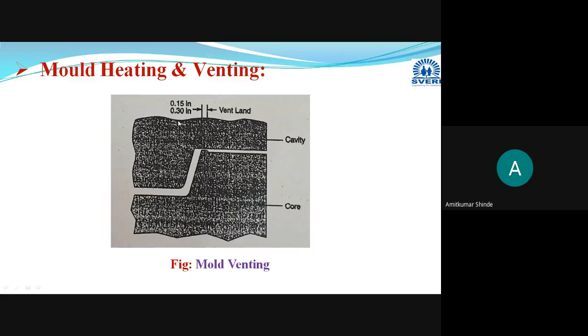I will repeat this part. Generally, the preferred location of these vents is in the upper half, or movable half, of the mold. Then the vent depth is 0.030 millimeter. Then the vent clearance should be in the range 0.25 millimeter. And related to the vent land, this horizontal distance is the vent land, and it should be in the range 0.15 to 0.30 inch.